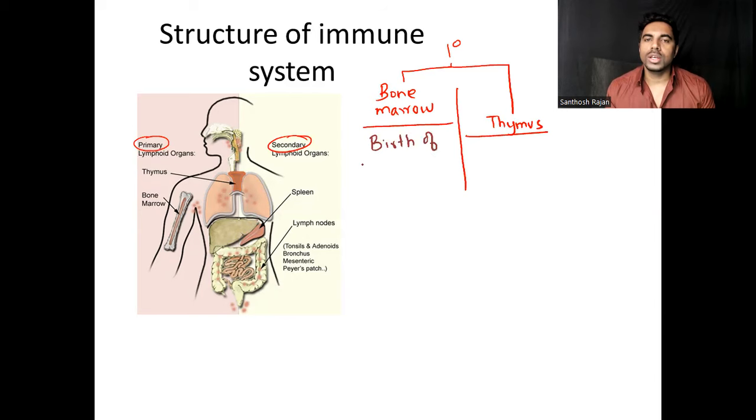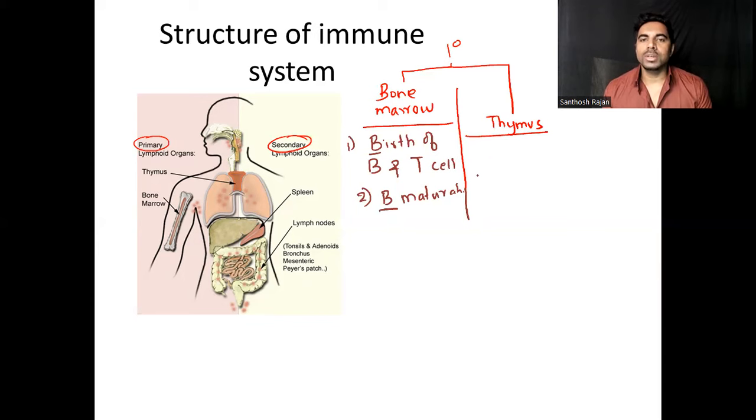Birth of both B cell and T cell, both B and T, B for birth. Both B and T cells are born here. That is birth, and after birth, B cell maturation happens here. The B cell maturation happens in the bone marrow, B for bone marrow.